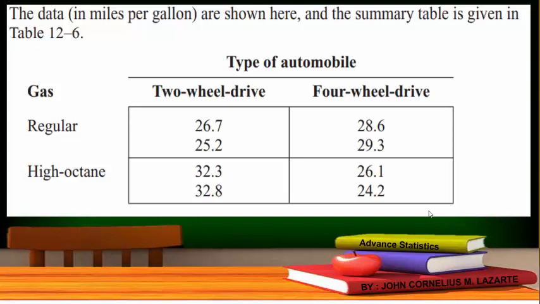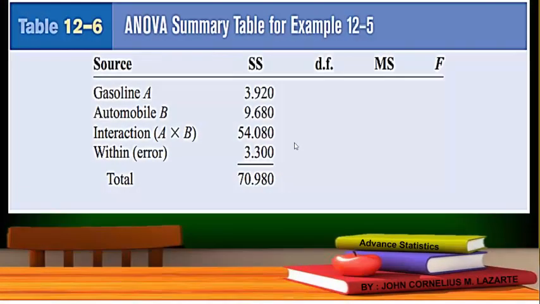Now we have here the data in miles per gallon shown in this table. The summary table is given. We can now see the type of automobile, two-wheel drive and four-wheel drive, the type of gas, which is regular and high octane, with corresponding scores of 26.7, 25.2, 32.3, 32.8, 28.6, 29.3, 26.1, 24.2.